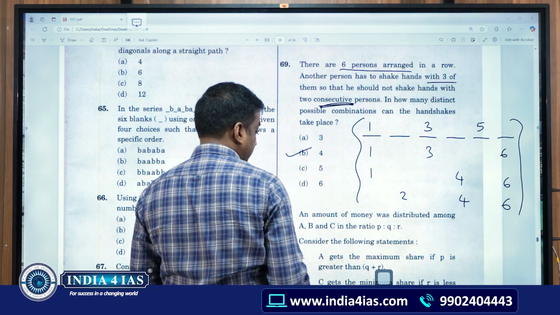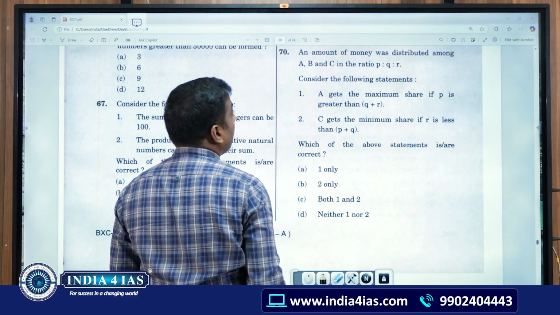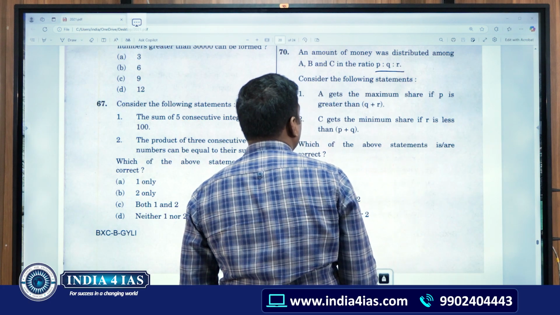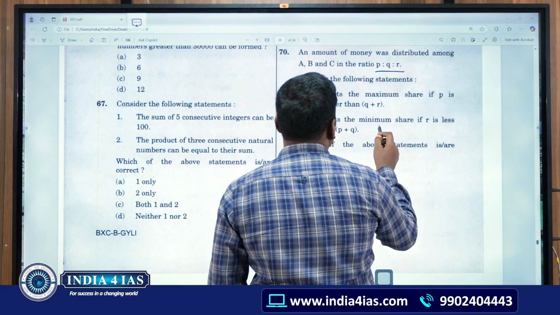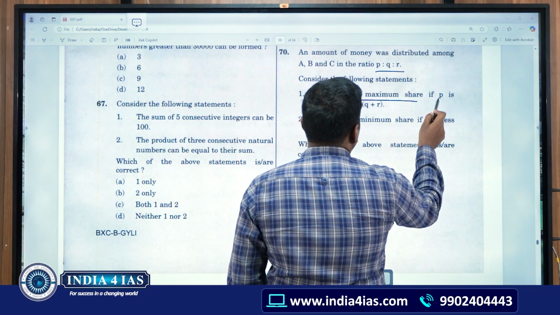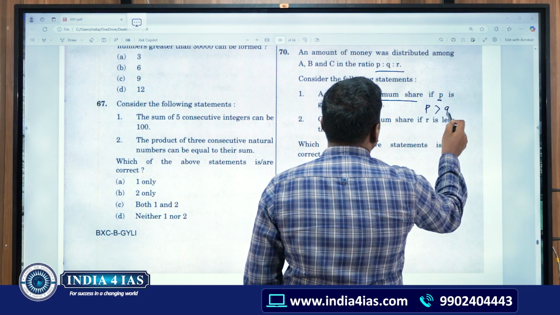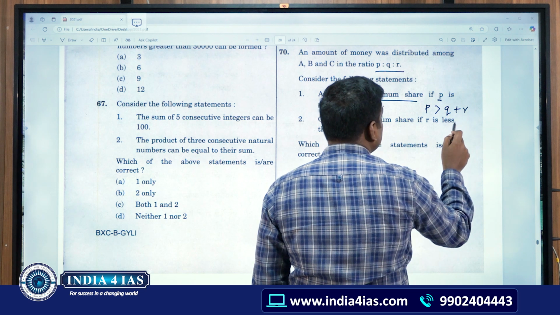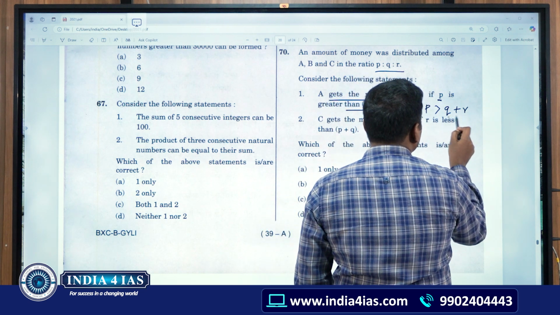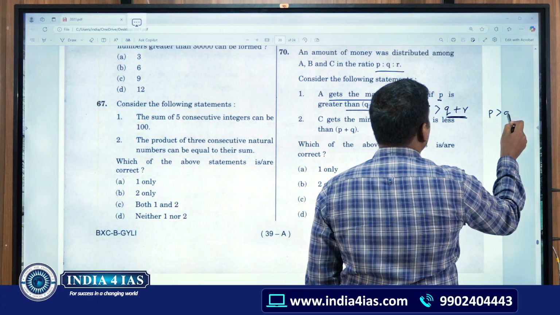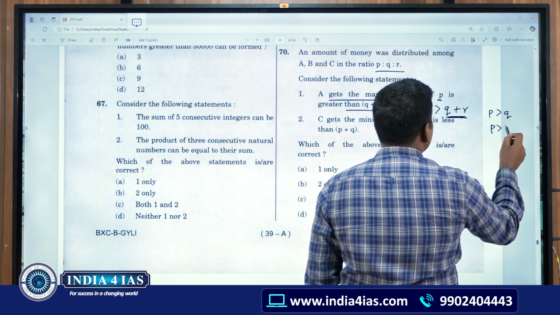So, 4 ways. An amount of money was distributed among A, B, C in the ratio P is to Q is to R. Here they are telling A gets the maximum share if P is greater than Q plus R. If P is greater than Q plus R, in this case only we can tell, even the sum of them is lesser than this. So P is definitely greater than Q and P is also greater than R.